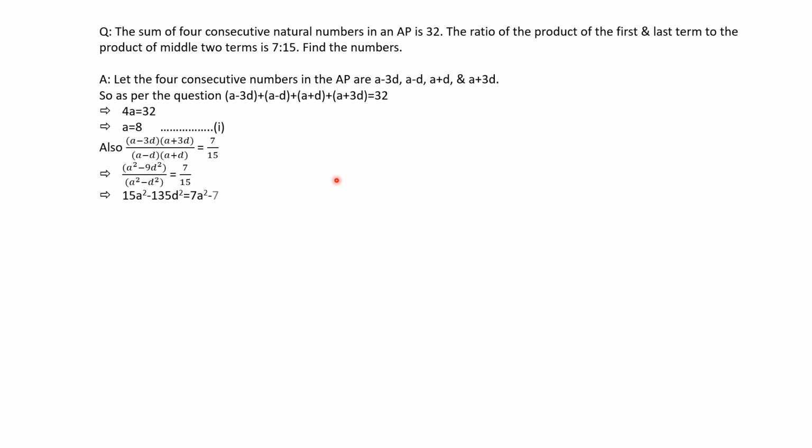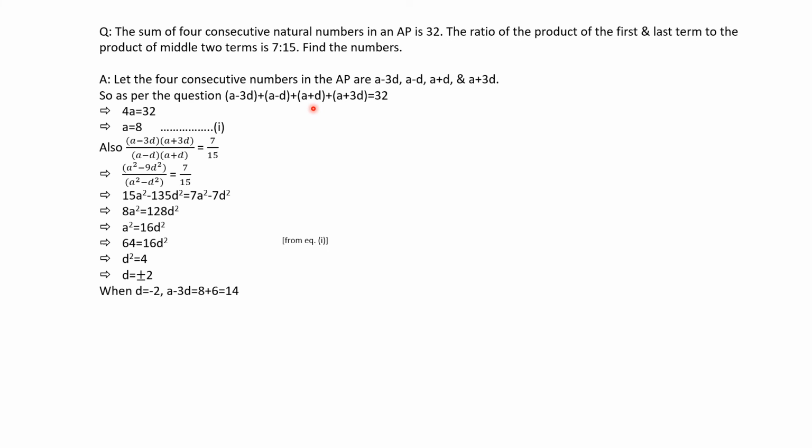On simplifying, we get 15a square minus 135d square equals 7a square minus 7d square. That means we did the cross multiplication. Or this implies 8a square equals 128d square, or a square equals 16d square. But what is a? A is 8 as obtained from equation 1. So it is 64 equals 16d square, or d square equals 4, or this implies d equals plus or minus 2.